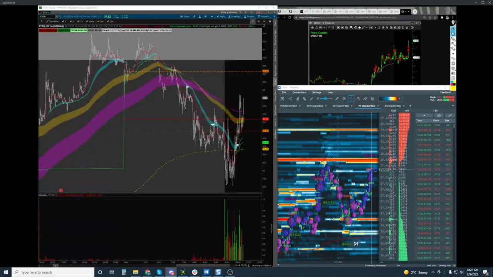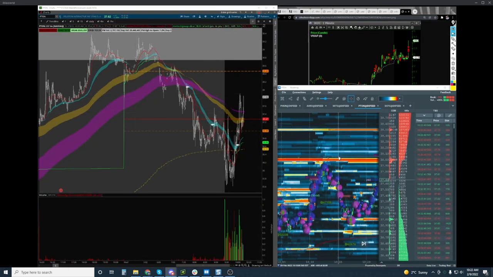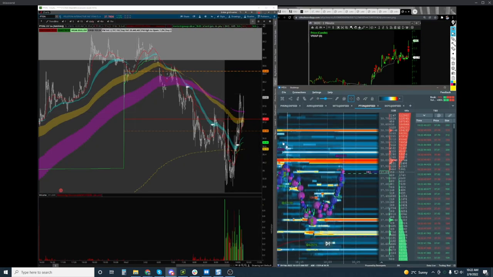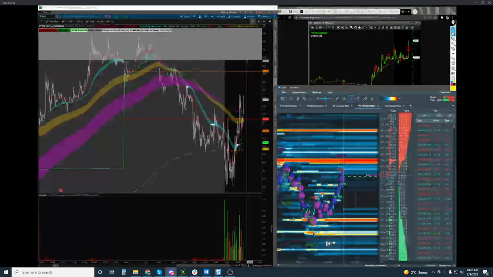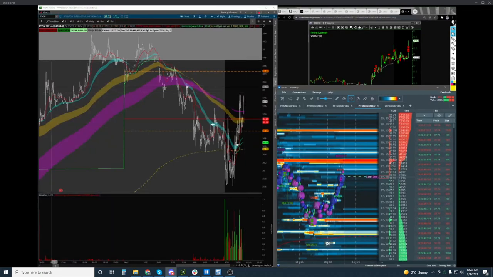Okay, I'm entering over here long on this dip because I want to see a break of this 38. And I want to see a push to the 38.50 and even 39 over here. So high volume area over here, gonna risk the 37 and 50.